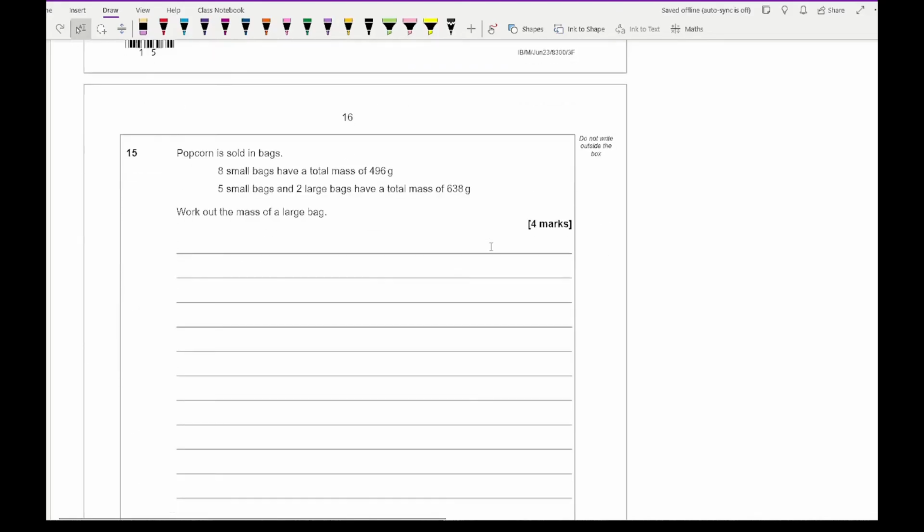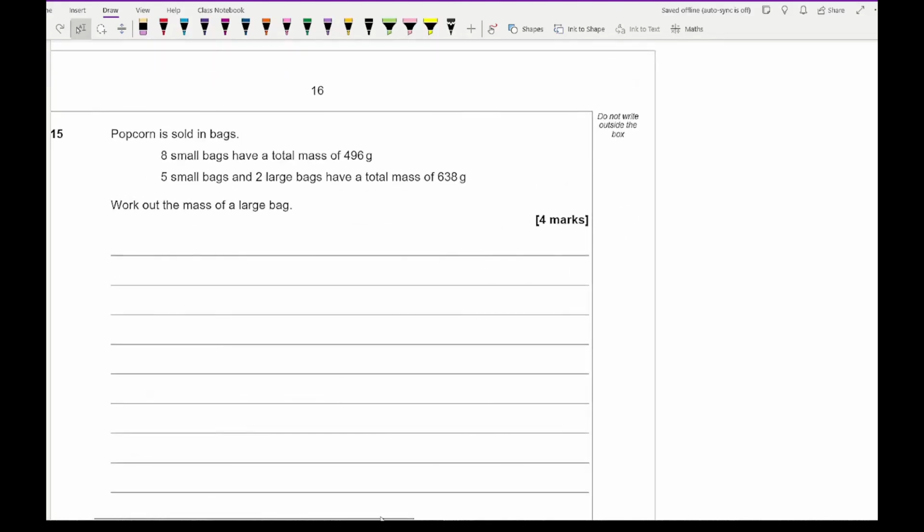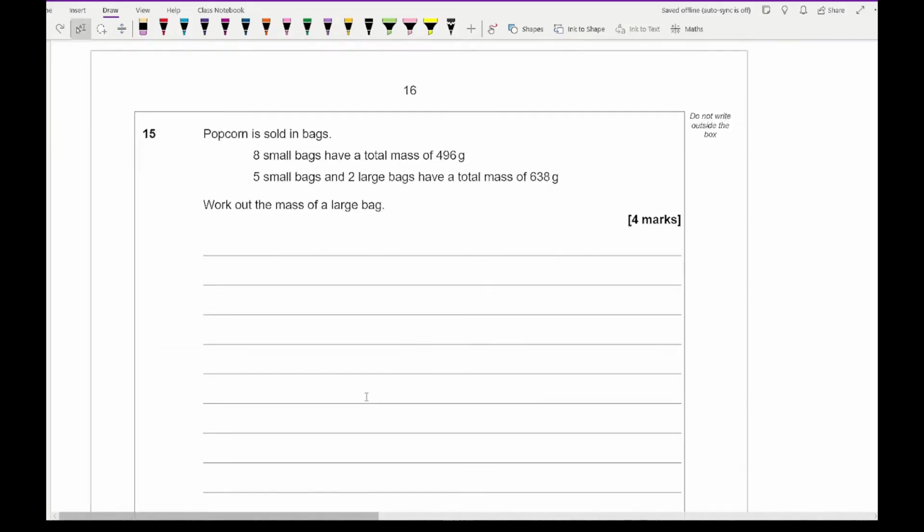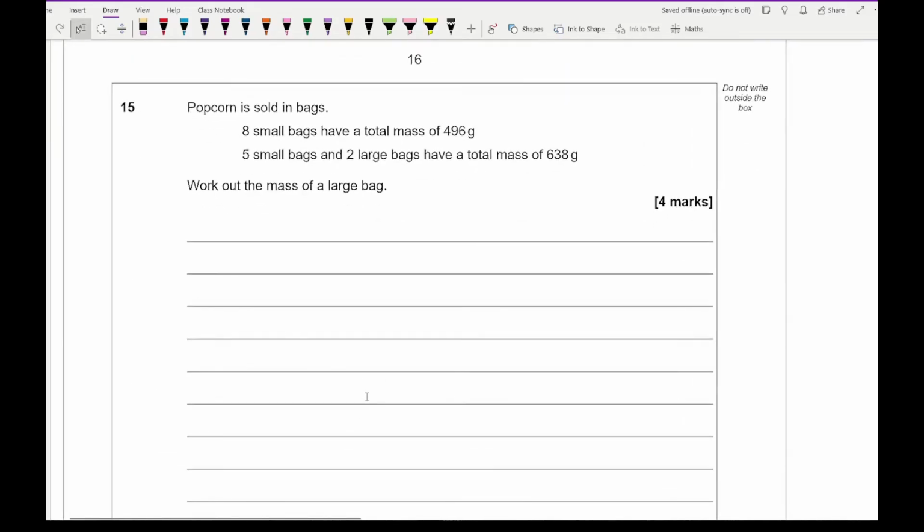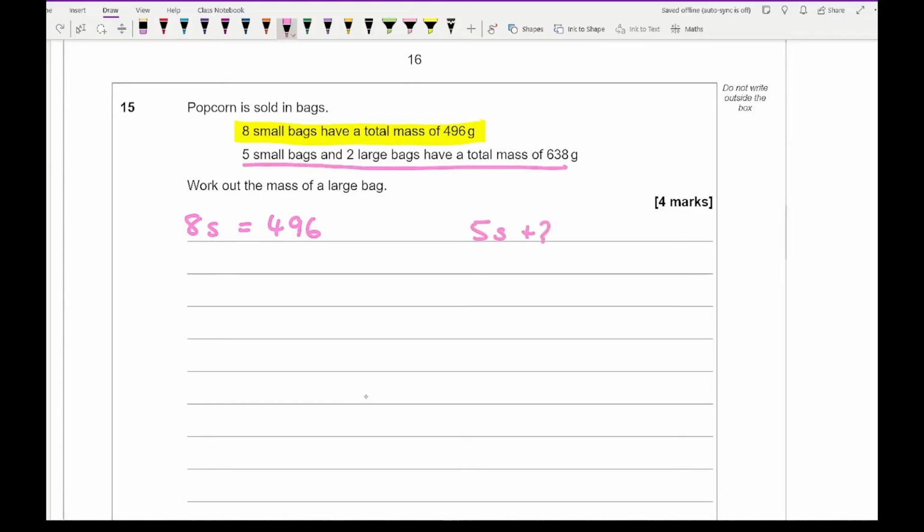Moving on to question 15, let's zoom in so we can see that question a little bit clearer on the screen. It says popcorn is sold in bags. 5 small bags have a total mass of 496, and 5 small bags and 2 large bags have a total mass of 638. Work out the mass of a large bag. Well, if we write this using algebra, we get 8s equals 496, and then this line here is 5s plus 2l equals 638.